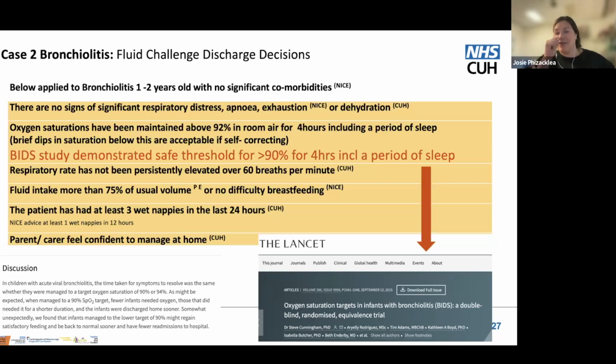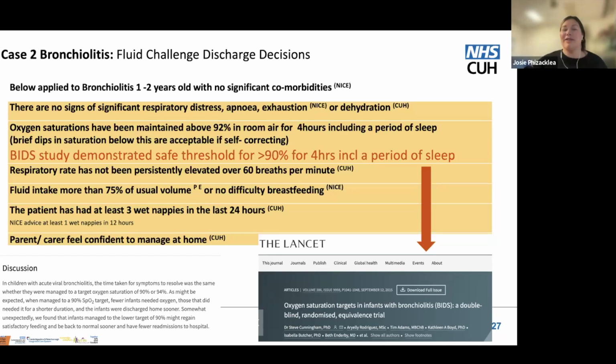And our local guideline has a cutoff of 60 breaths per minute, so they would actually tolerate a higher resp rate at discharge. And again, the target for their usual volume of fluid with breastfeeding, you're checking they're not having difficulty, that they're aiming for 75% of their usual time spent breastfeeding, and that they've had 3 wet nappies in 24 hours, or NICE advises just 1 wet nappy within 12 hours.